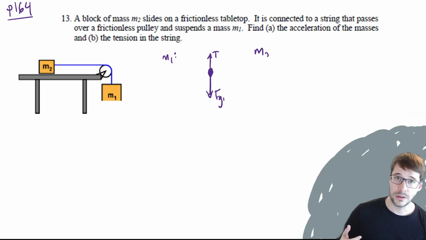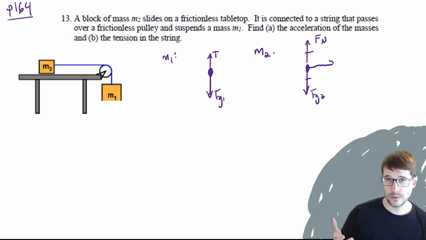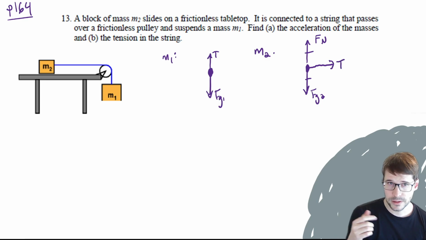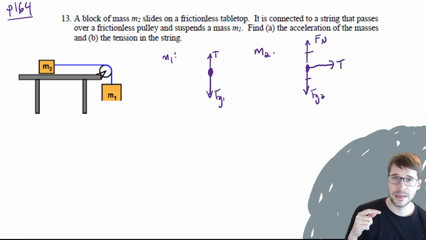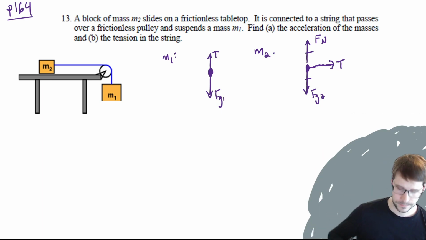And then for M2, there's going to be three forces. We've got gravity pointing down, there's a normal force or a force of support pointing up, and those are going to be equal, and then we're also going to have a tension force that's to the right. And this tension force is going to be equal to the tension force from M1. Those two tension forces are equal.